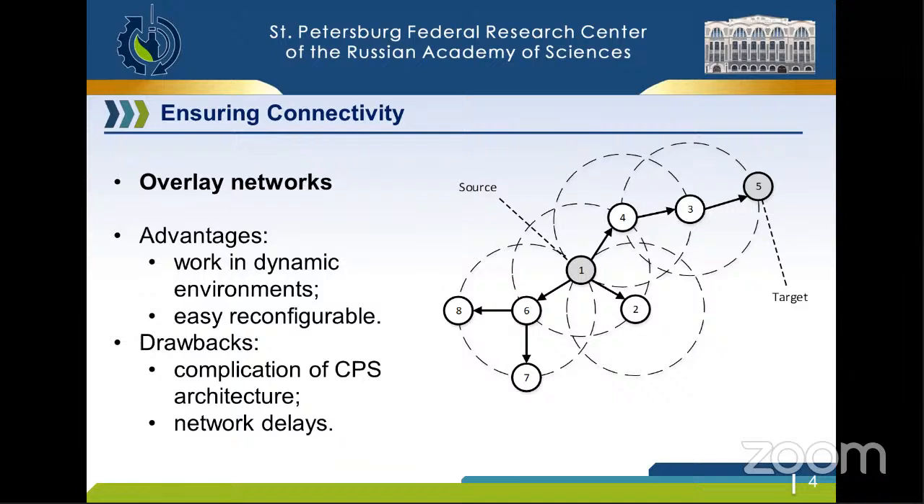These networks work in dynamic environments. They are easily reconfigurable, so in case of node loss or environment changes and so on. But these solutions count to the network layer of system interconnection. Consequently, their disadvantages are that they complicate the system architecture. We are required to support routing protocols, and we will face network delays.